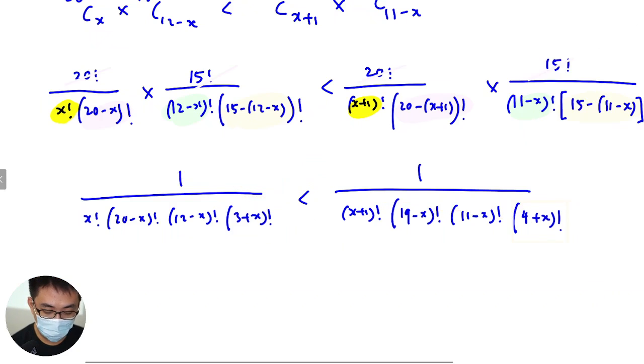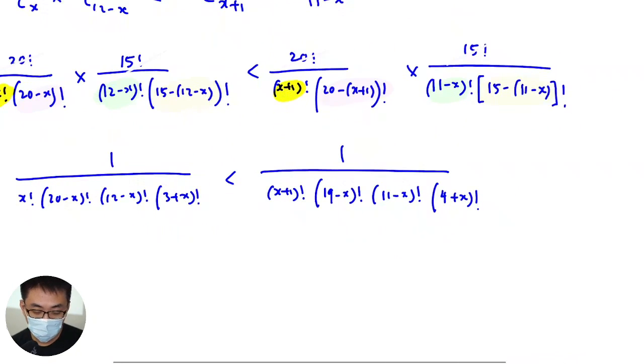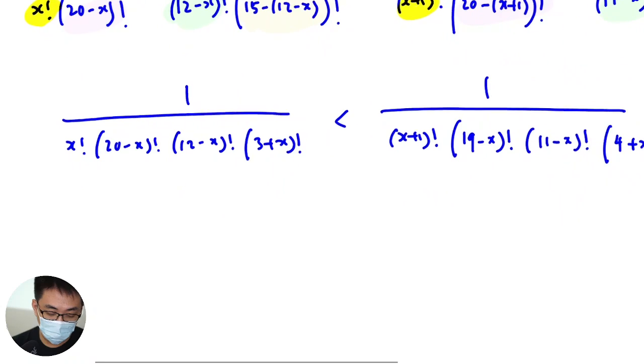And same thing, I'm just going to move this around. You must understand that all these terms here are positive. Since all the factors are positive, it's okay to move about, you can just cross multiply. So 4 plus x factorial is positive. All these are positive, so you can just manipulate them like that.